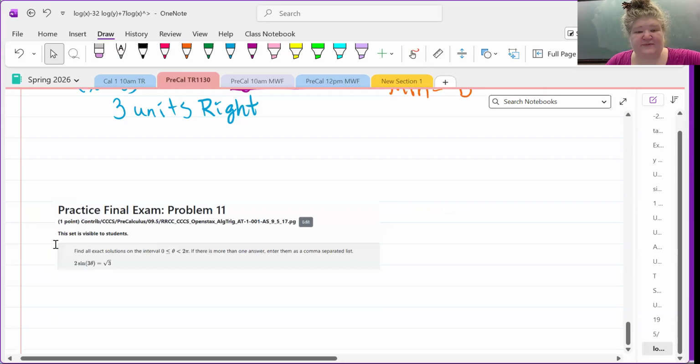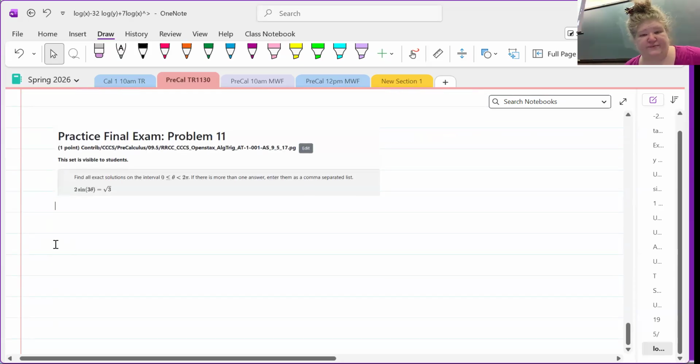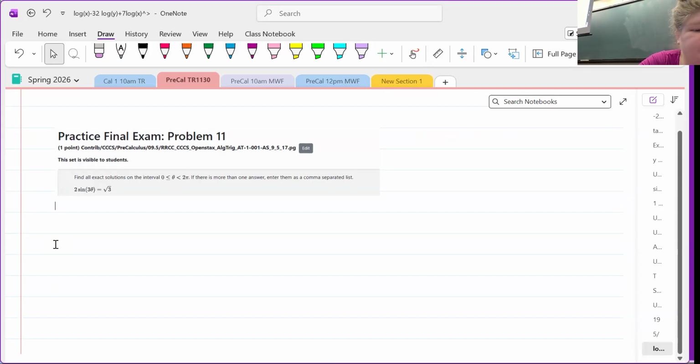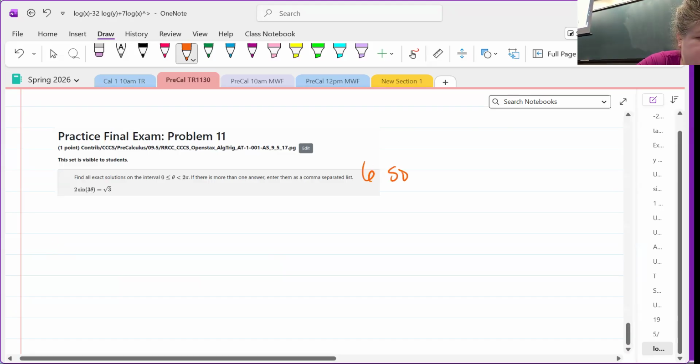All right, so problem 11 has given us an equation to solve. So we have 2 sine of 3 theta equals the square root of 3. So our goal here is to figure out what theta values make this equation true. And because this is 3 theta, there are actually 6 solutions. A normal sine of theta equation produces 2, but when we have 3 theta in there, it's going to multiply the number of solutions by 3. So there are 6 solutions.